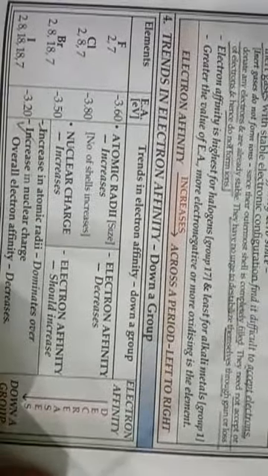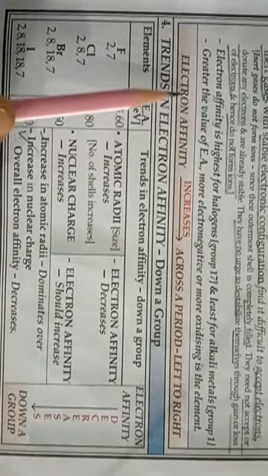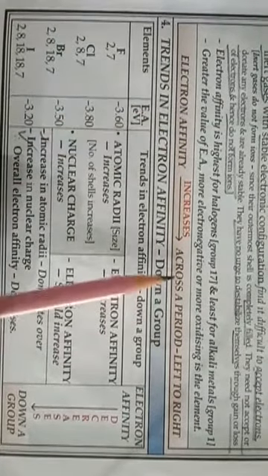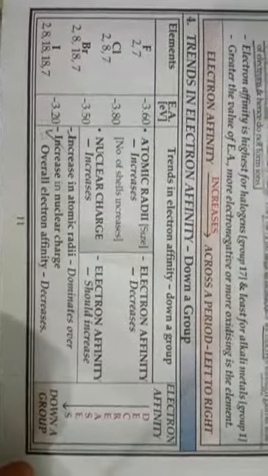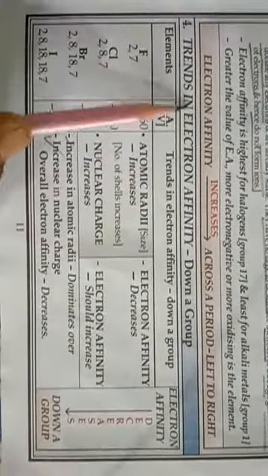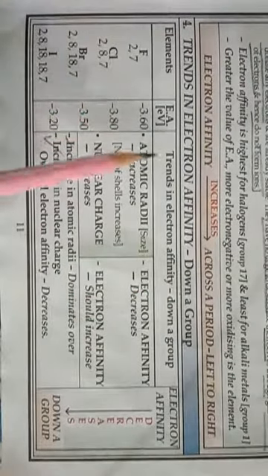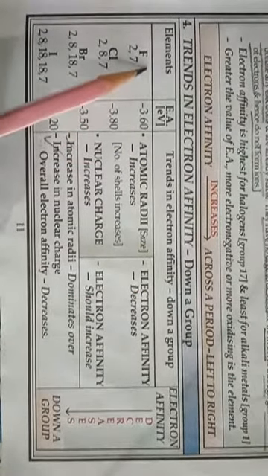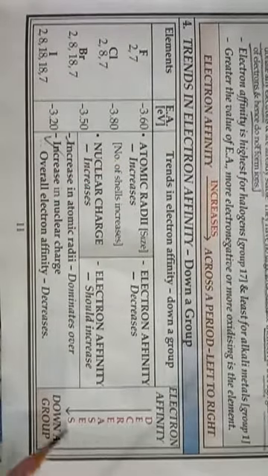Okay children, then the overall conclusion for periods: electron affinity increases across the period from left to right. Now trends in electron affinity down a group. When we move from up to down in a group, electron affinity decreases.